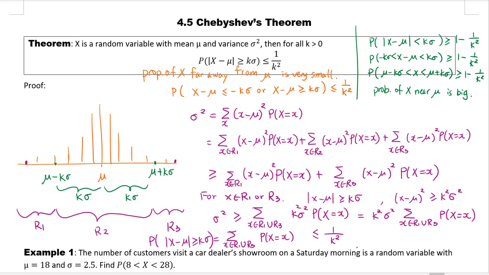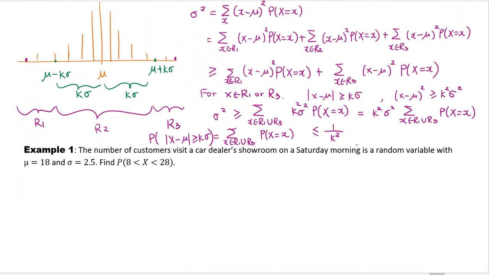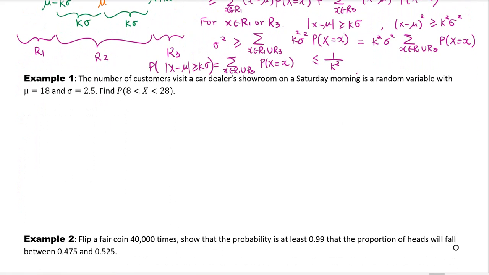This is the Chebyshev theorem. Let's see how we apply the Chebyshev theorem in our examples. So example 1: the number of customers who visit a car dealer's showroom on a Saturday morning is a random variable with mean mu equal to 18 and standard deviation sigma equal to 2.5. Find the probability 8 less than x less than 28.